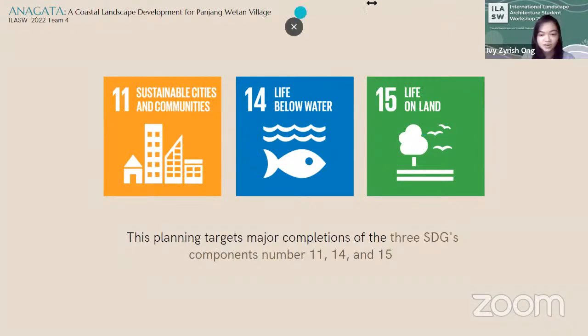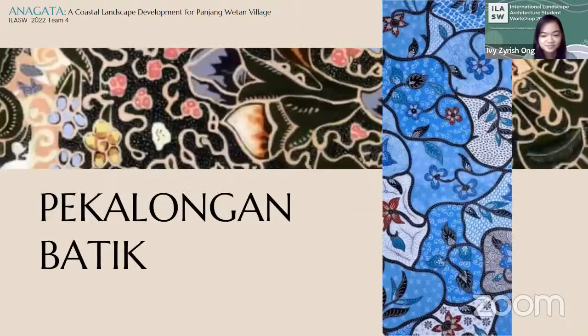So our design targets major completion of three Sustainable Development Goal components, numbers 11, 14, and 15, which prioritize sustainable and resilient cities and communities while maintaining marine ecosystems and all life on land. Next slide, please. Our design concept is inspired by Pekalongan's batik. It is a traditional cloth dyeing that combines various elements such as plant and animal motifs. Because of this, we applied matrix patterns in the forms of our design, and we also feature plants that are used as natural dyes for batik. Next slide, please.